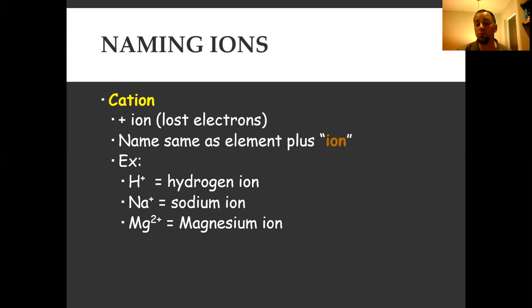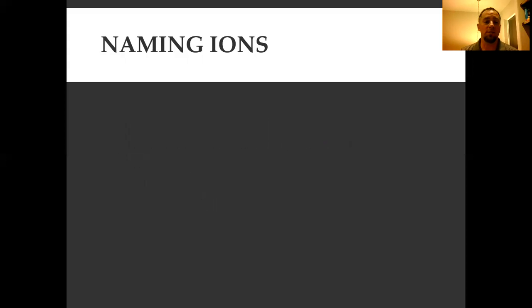The thing I want to note here is it doesn't matter what the charge is. You notice hydrogen and sodium both have a +1 charge, and you may have noticed that there isn't in fact a 1 there. If the charge is 1, whether positive or negative, you don't have to write the 1 there. Magnesium, 2+ charge, doesn't affect the name compared to sodium and hydrogen ions. Just want to make that distinction there.